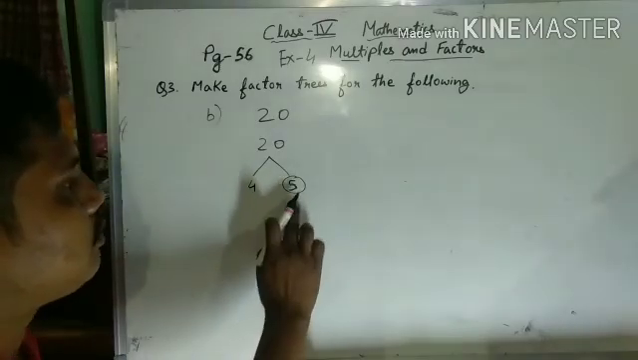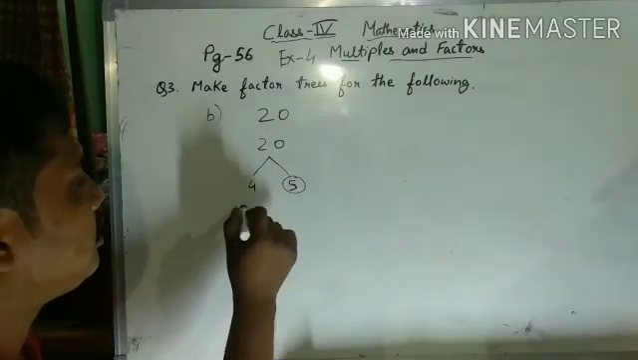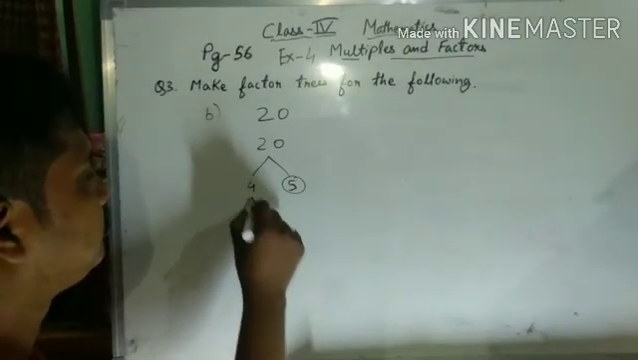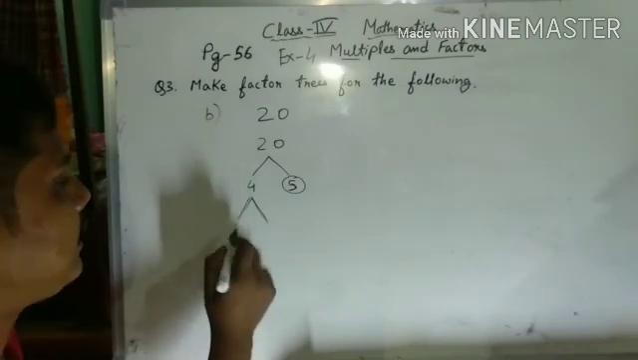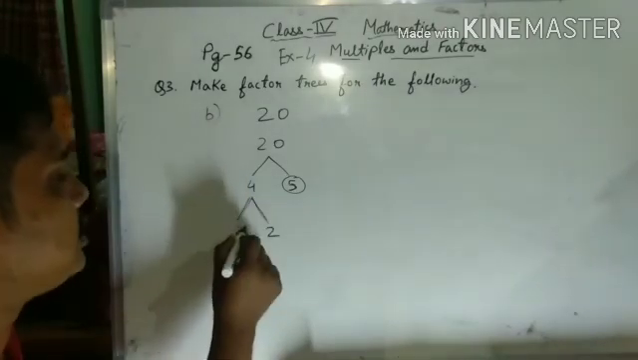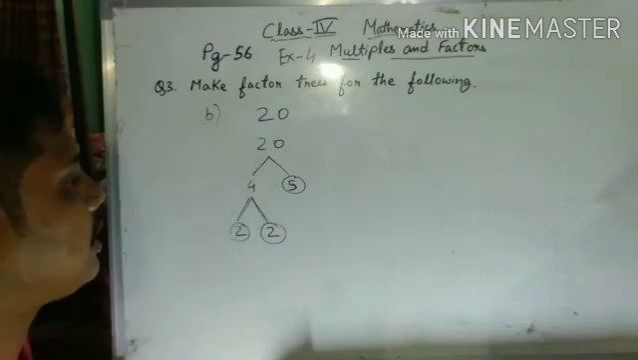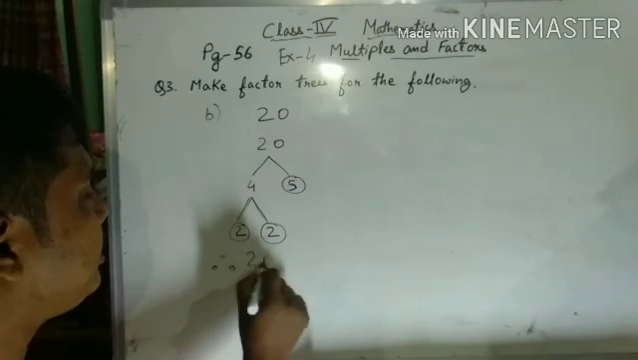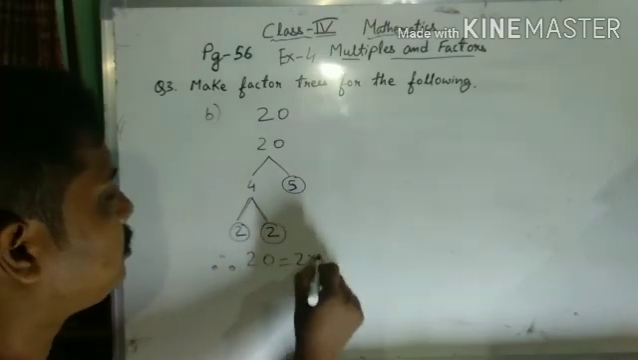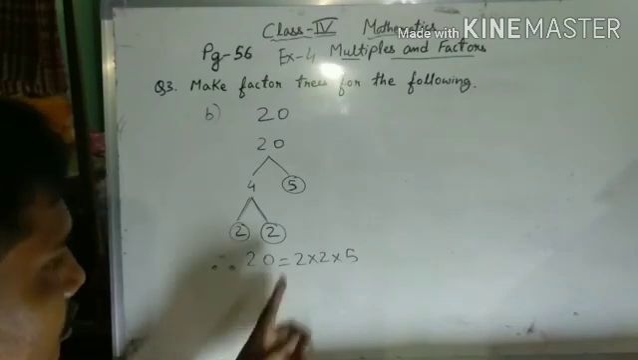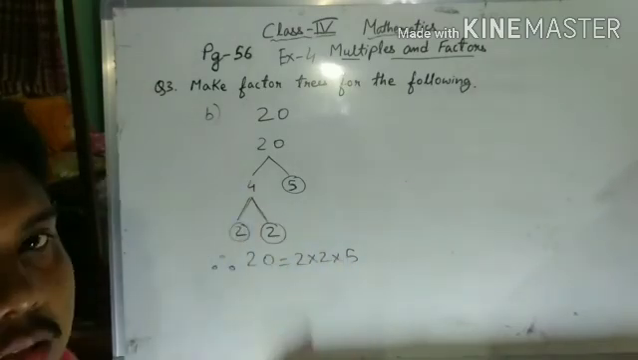Next, we cannot do anything with this one, we have to do this one. For 4 we can write 2 twos are 4. 2 is a prime, this 2 is also prime. So our factor tree is finished. Therefore we can write 20 is equal to 2 into 2 into 5. 2 twos are 4, 4 fives are 20.